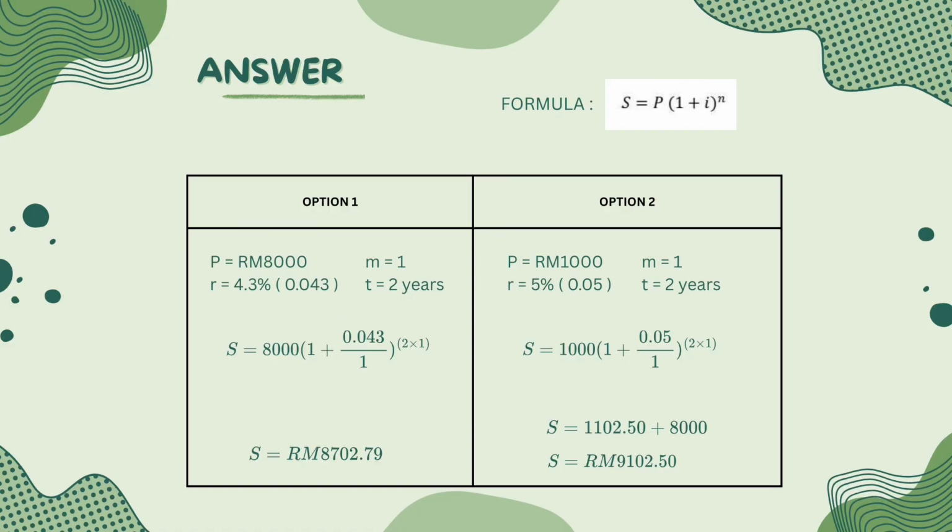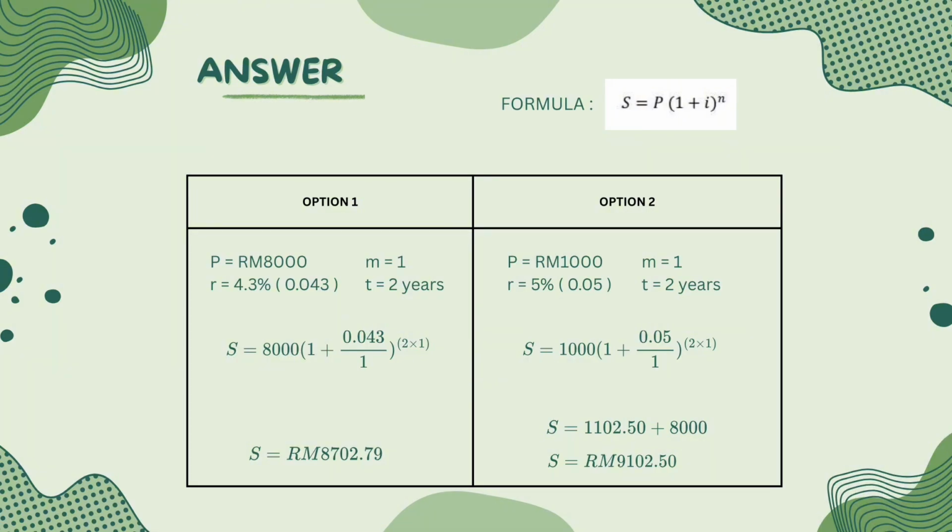Next, for option 2, we will use the same formula, just the variable values will be taken from the option 2 statement. So S equals 1,000, that is the amount of loan, multiplied by (1 plus 0.05) exponent 2. Both options have the same value of M and N because both plans have the same number of compounding periods every year and the same number of times interest is compounded throughout the term. So we will get S equal to RM 1,102 and 50 cents. That will add up with the other savings of RM 8,000, so the future value of option 2 is RM 9,102 and 50 cents.